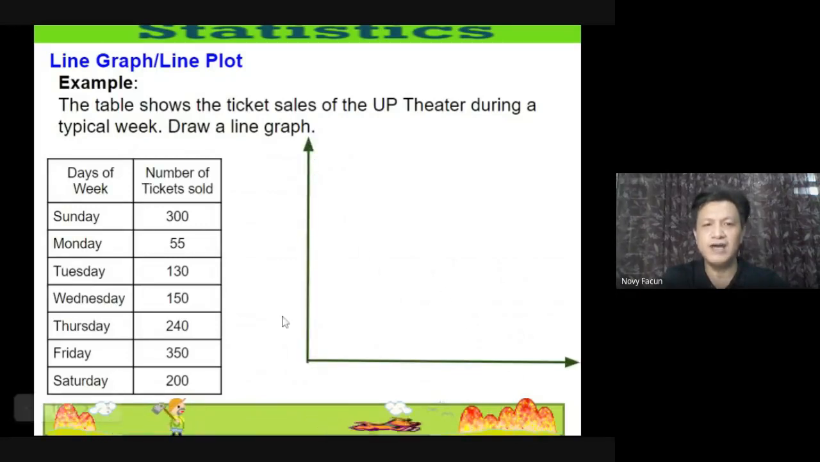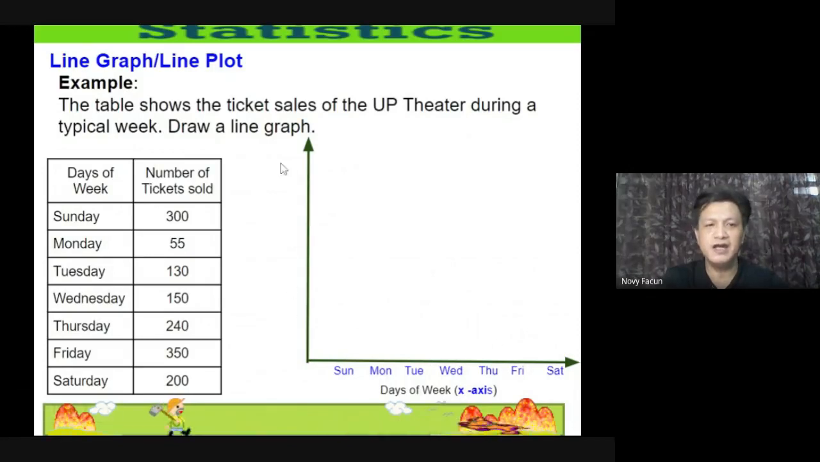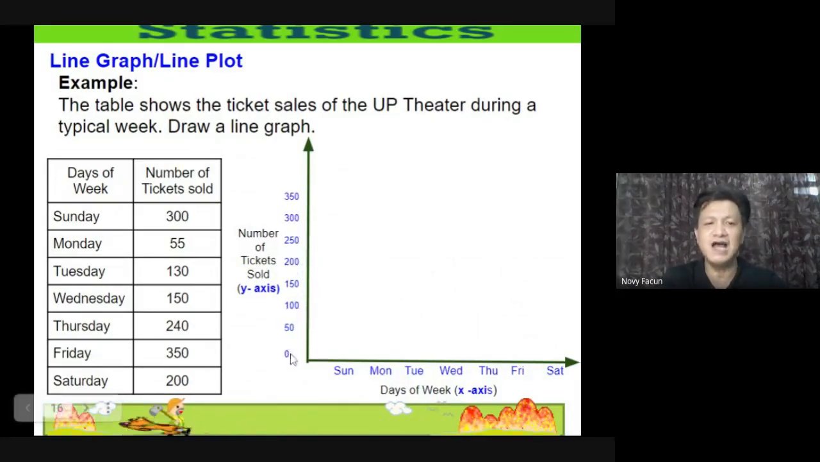Ito yung x-axis niyan. And then, you have to label it: days of week. Yun yung name of days natin, yung Sunday up to Saturday. And then dito naman sa vertical natin, that is the y-axis, nandito naman yung number of tickets sold. Ano-ano ba yung mga yon? Yung bilang nila. So let's say ang counting natin by 50s: 0, 50, 100, 150, so on and so forth. Pwede naman yon. It's up to you.